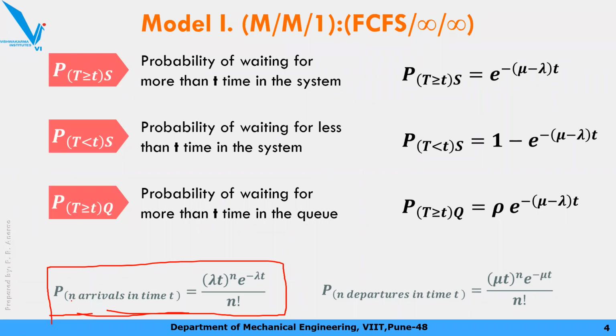Probability of n arrivals in time t. Okay, so you will be given a time, say 1 hour. What is the probability of 10 customers arriving in 1 hour? Okay, what is that probability? To calculate that probability, you have this formula.